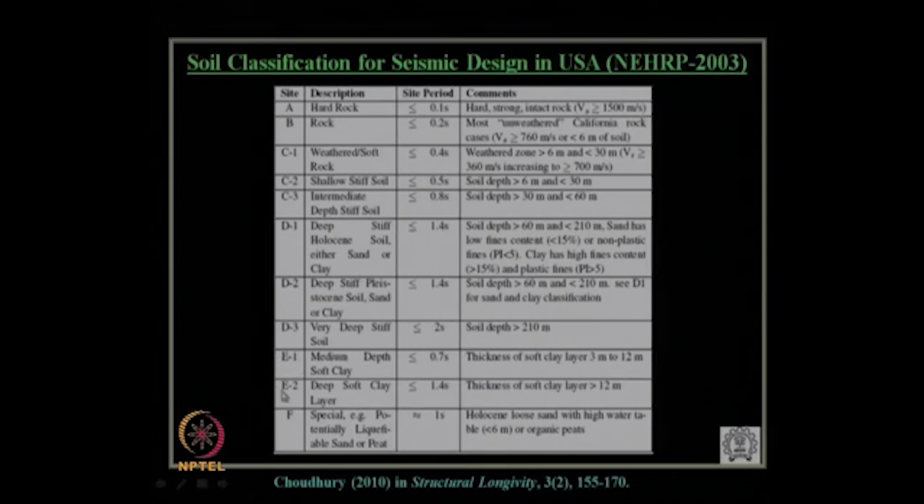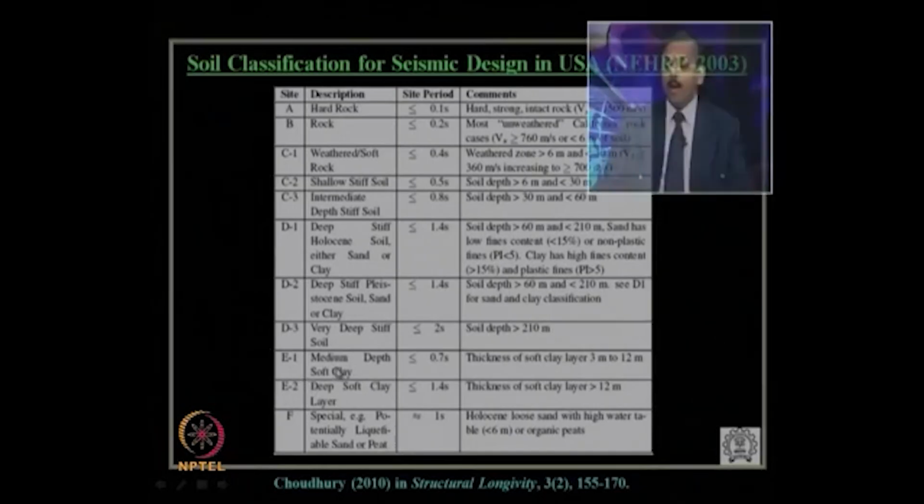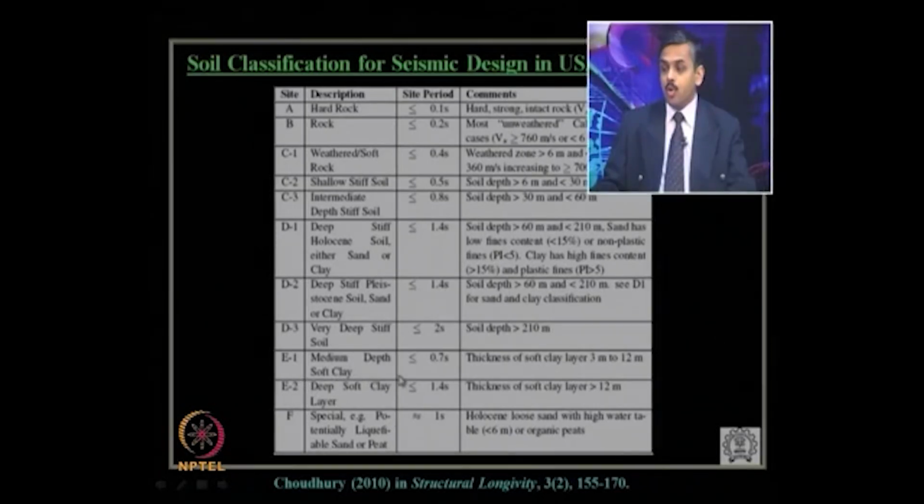Whereas site classification E is again subclassified in E1 and E2. E1 is medium depth soft clay, where site period is less than or equal to 0.7 second and thickness of soft clay layer will be between 3 meter to 12 meter. Whereas E2 is deep soft clay layer, where site period is this much and thickness of the soft layer can be greater than 12 meter.